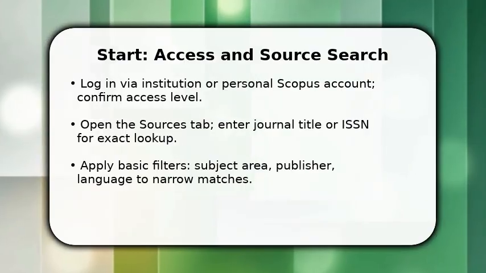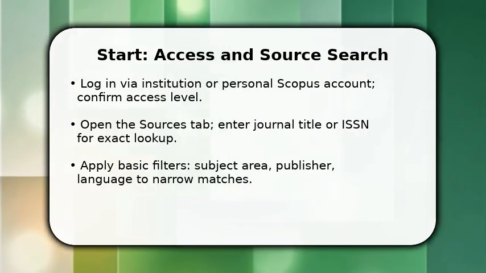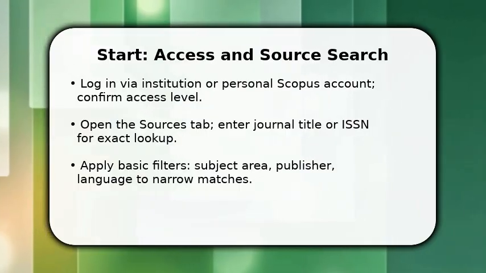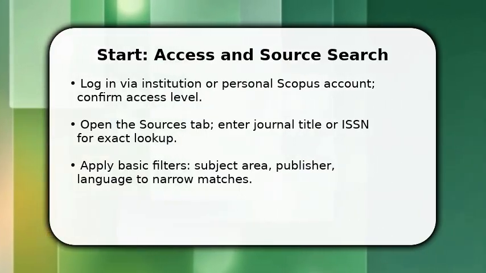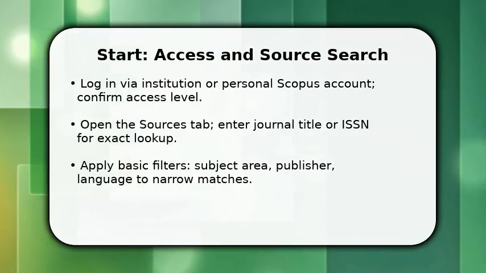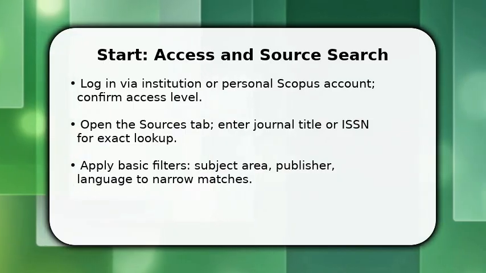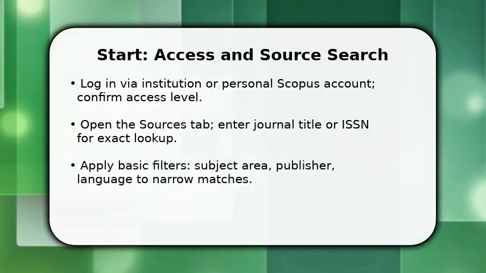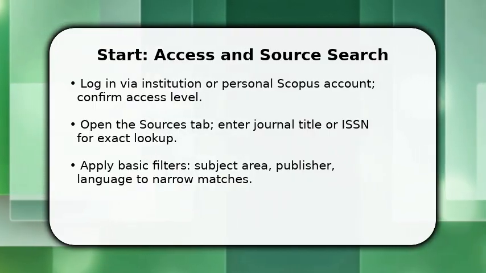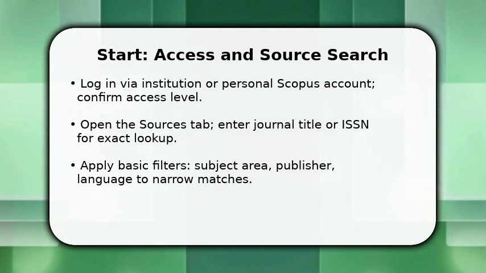You begin by signing into Scopus through your institution or personal account so you can see full source metadata. Once logged in, click the Sources tab and type the journal title or paste the ISIN. Using ISIN gives exact matches. Make sure to apply quick filters like subject area, publisher, or language to reduce noise, because similar titles often appear. This first step gets you to the candidate journals immediately and avoids time wasted browsing article results.